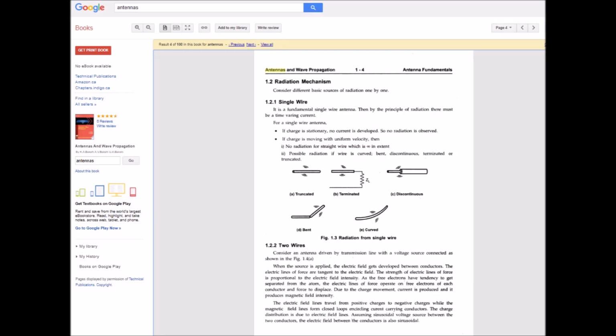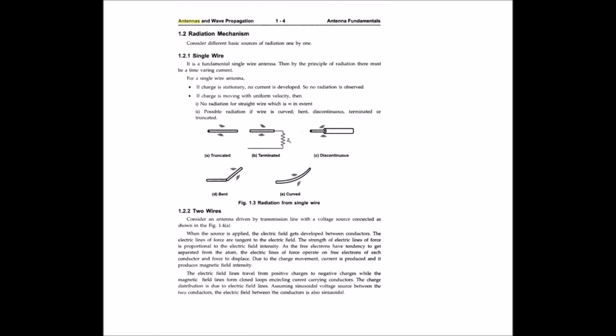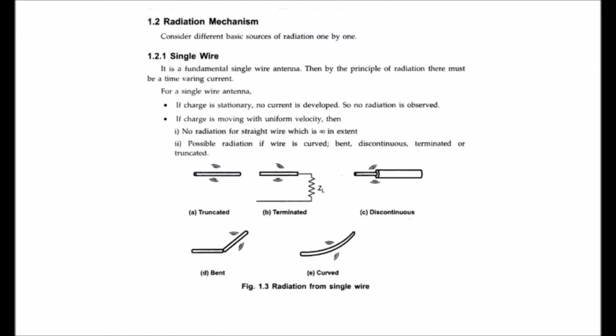Page 1.4, 1.2 Radiation mechanism. Consider different basic sources of radiation one by one. 1.2.1, single wire. It is a fundamental single wire antenna. Then, by the principle of radiation, there must be a time-varying current for a single wire antenna. If charge is stationary, no current is developed.